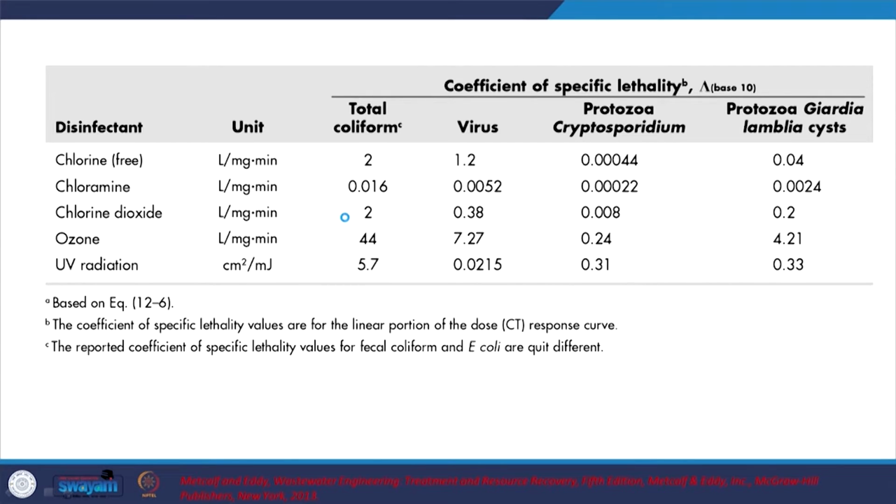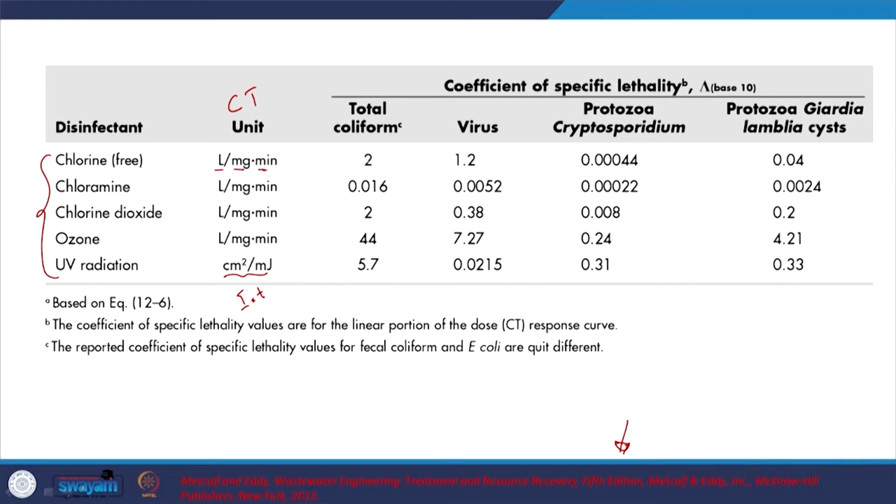Here we have another table from Metcalf and Eddy, and here we have the different disinfectants. The units here are milligrams per liter, so concentration, mass per volume, and time. So these are CT values. Only for UV radiation we have different values because it is intensity into time. That is what we have to look at. Let us see what else we have.